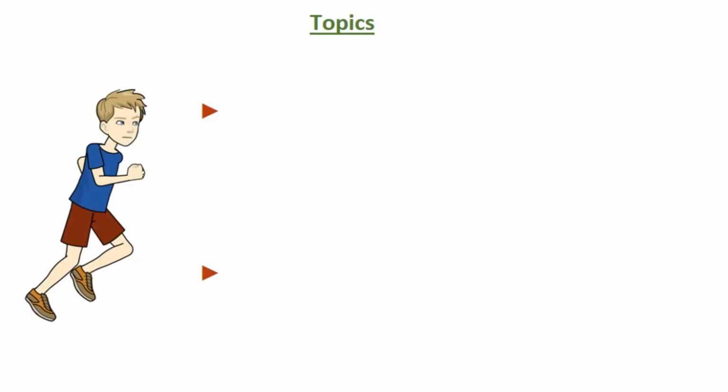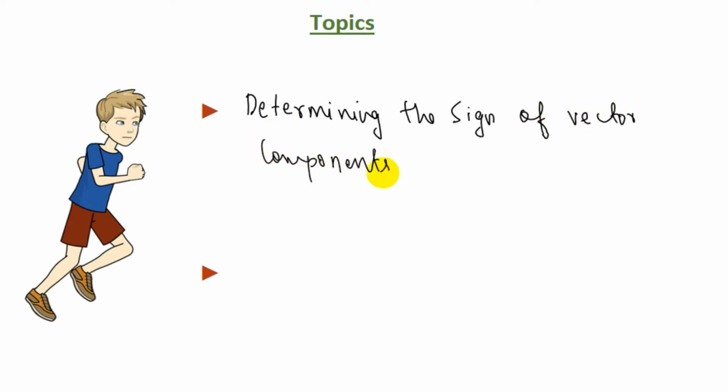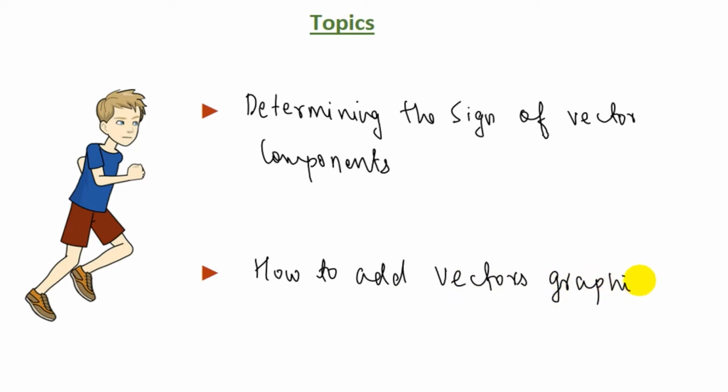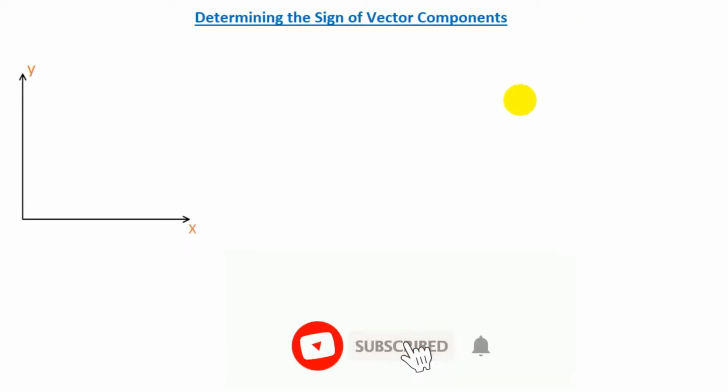So as of now, in the third chapter, we have discussed about vectors, its components, and how to represent a vector. Now in this video, we'll discuss about how to determine the sign of a vector components. And next, we'll discuss about adding vectors graphically. So how to add vectors graphically. So let's start with the first topic. So determining the sign of vector components.